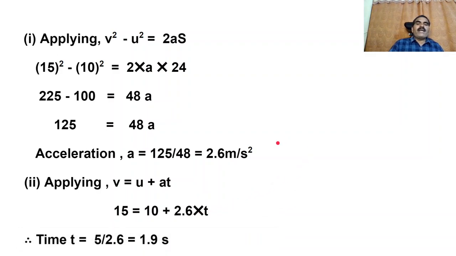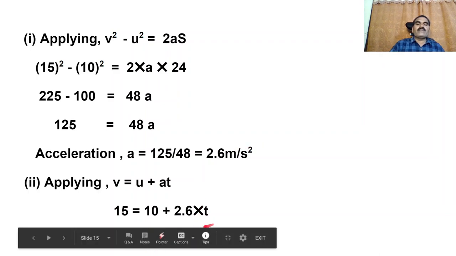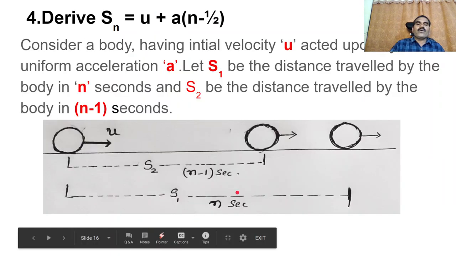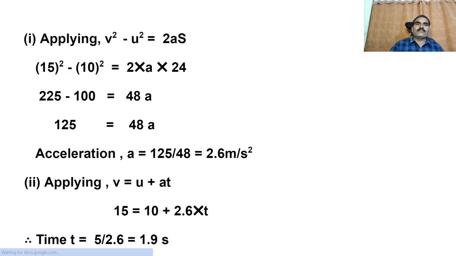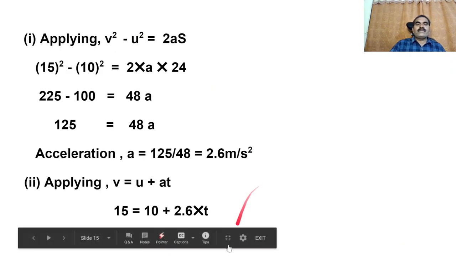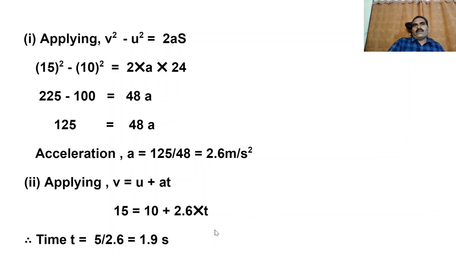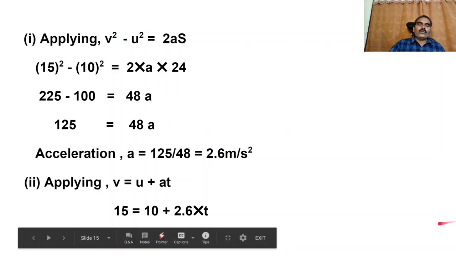Then by simplifying this, we get t is equal to (15 minus 10) by 2.6, that is 5 by 2.6. By simplifying this, what do we get here? We get 1.9 seconds. Okay, this is the mathematical application for v square minus u square is equal to 2as.